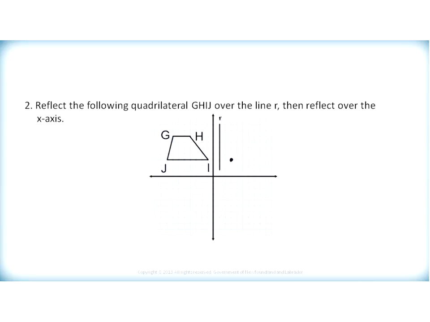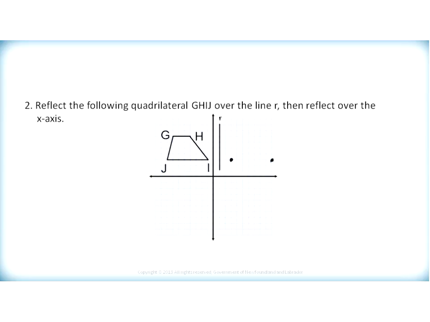J is 9 units away. 1, 2, 3, 4, 5, 6, 7, 8, 9. So I'm going to have to go 9 units to the right now of my line of reflection. 1, 2, 3, 4, 5, 6, 7, 8, 9. So I'm right here.